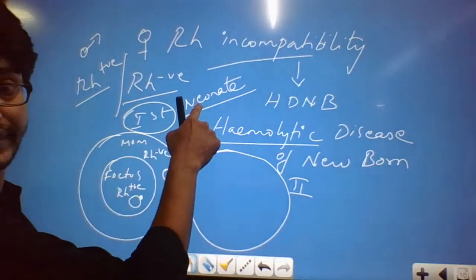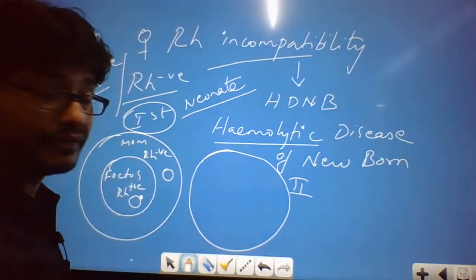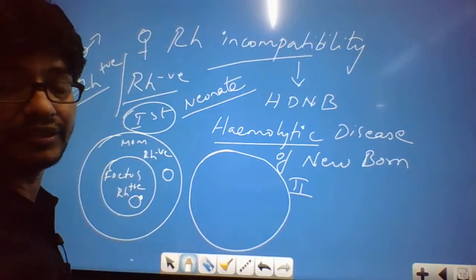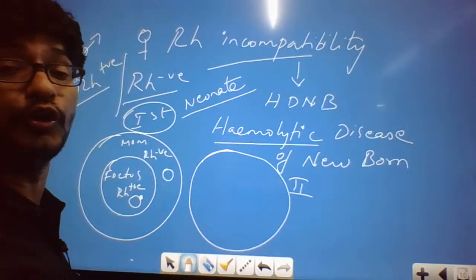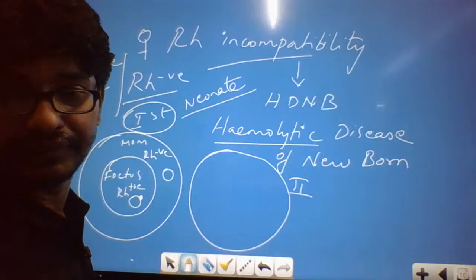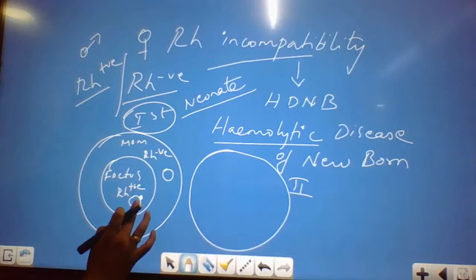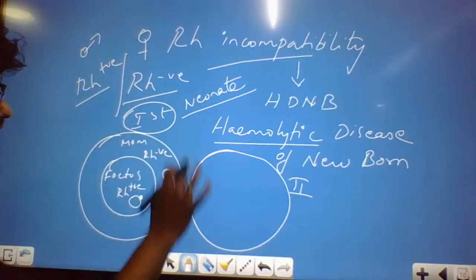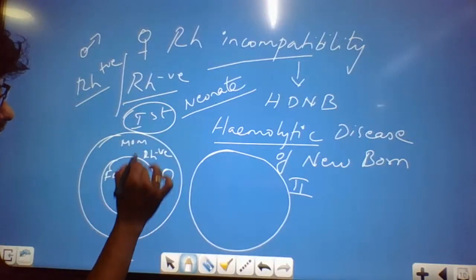Yes, neonate means the first 6 months. In the first 6 months we call babies neonates, newborn. After 6 months only are they called a child. Fine. Next, the fetus is RH positive and the mom is RH negative.